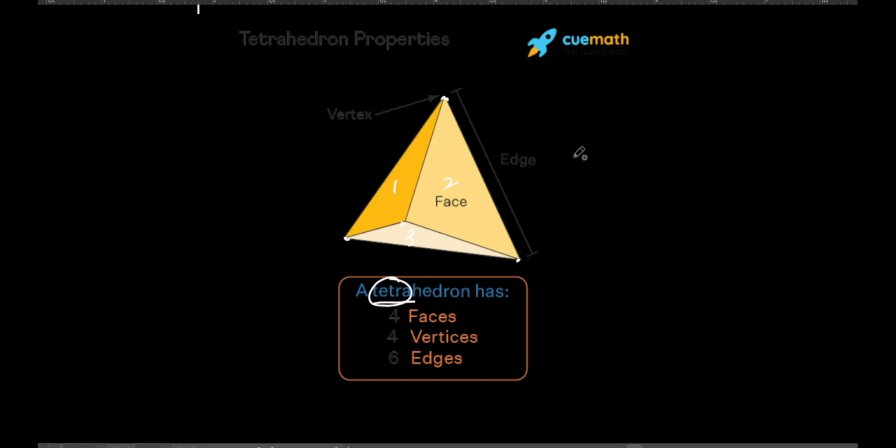Everybody with me? So that is a polyhedron. It's a special type of polyhedron. It's a polyhedron with four faces. And it's called a what? Tetrahedron.